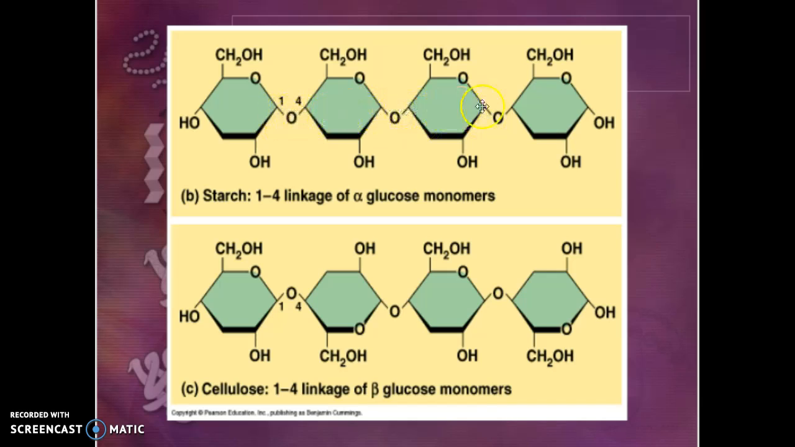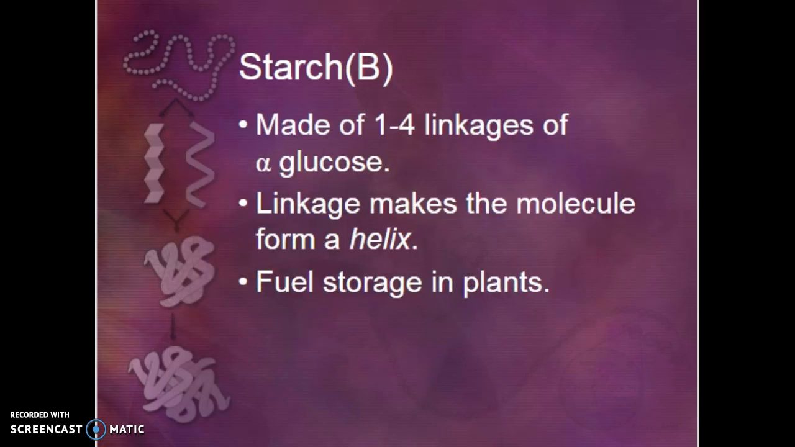But notice that the links, the bonds, the shape of the molecule is going to be the same on all of these bonds. Down here in terms of cellulose, we've got an up bond to down bond, an up bond to down bond. So that's going to cause the molecule to be shaped differently, which of course is going to cause it to function differently. Let's talk through a real life example. Starch, which I showed on that last screen, is made of 1,4 linkages of alpha glucose, which causes the molecule to make a helix, and that's where plants are going to store their energy, essentially, is in starch.